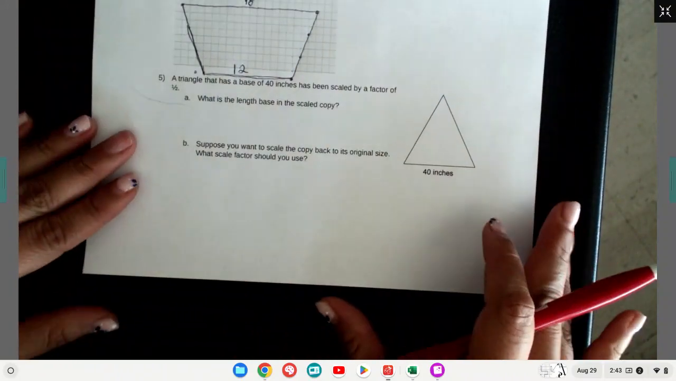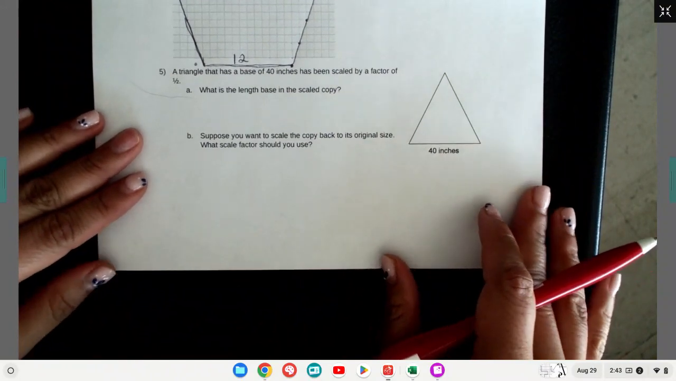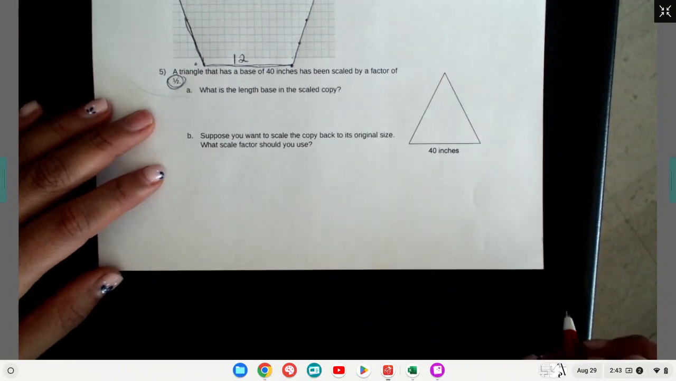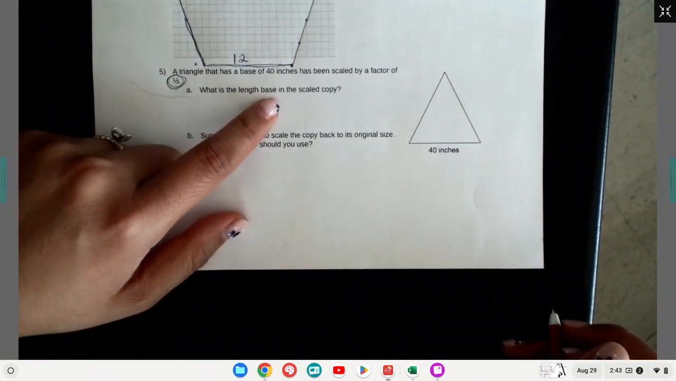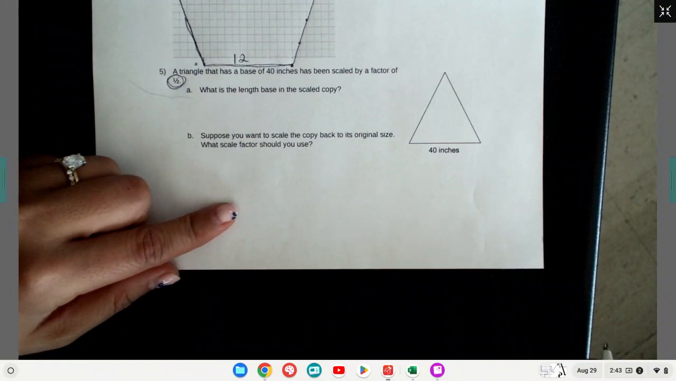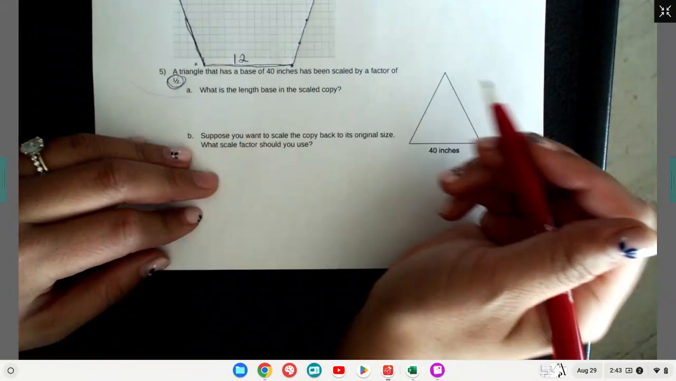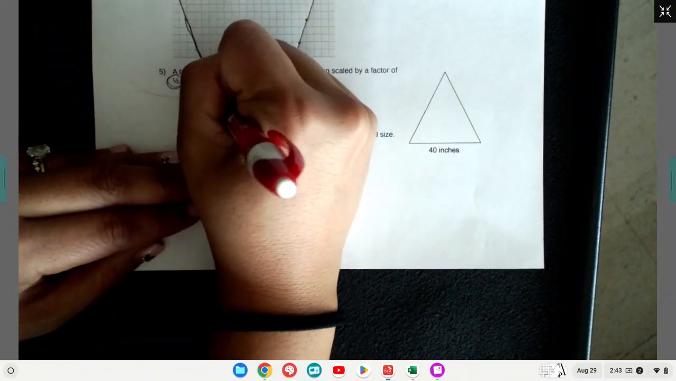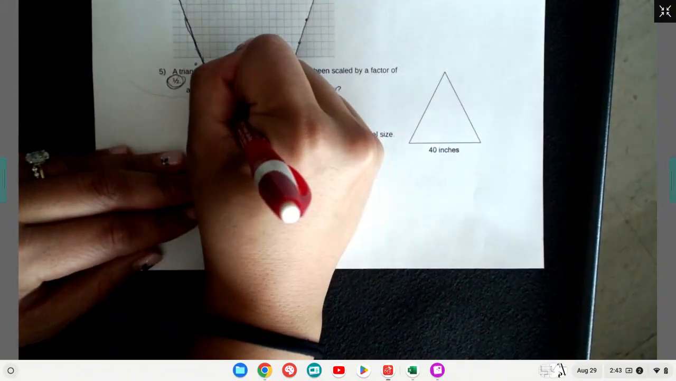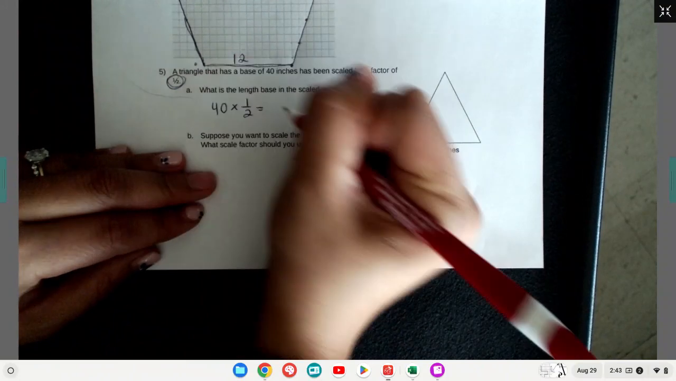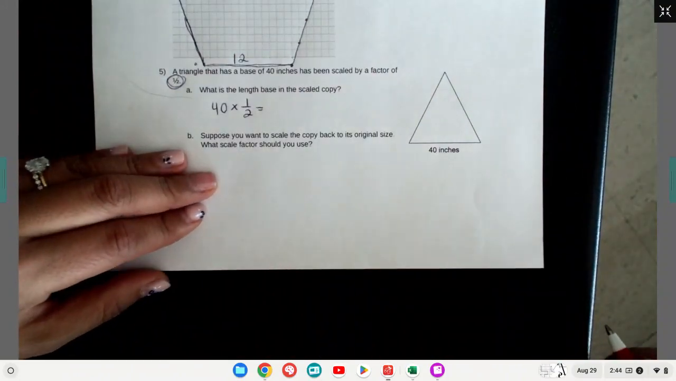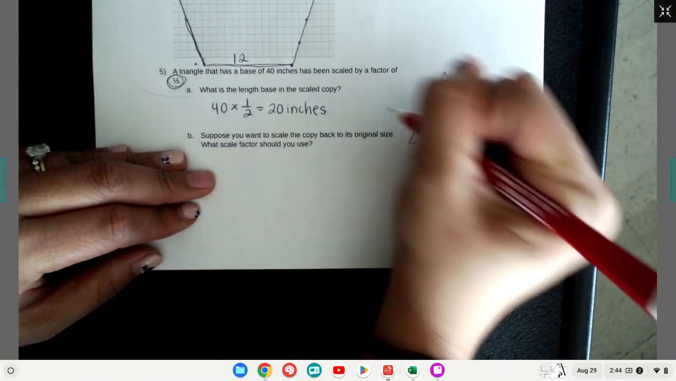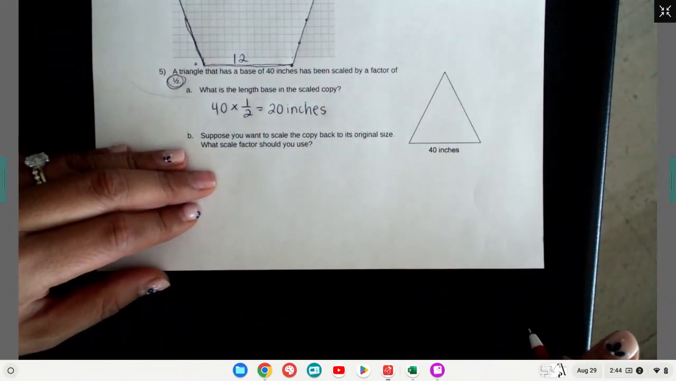Okay. Number 5 says a triangle that has a base of 40 inches has been scaled by a factor of 1/2. So here's my scale factor. What is the length of the base in the scaled copy? So remember, when we're working with scale factor, we always multiply. So I'm going to take my original length of 40, and I'm going to multiply it by that fraction 1/2. Do you know what 1/2 of 40 is? If you said 20, you are correct. I'm going to add that unit of measure, 20 inches.